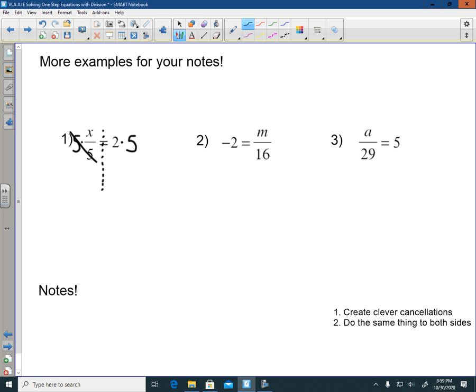It's magical. There's a lot going on when we just cancel those, but we don't have to do it because it happens in the background every single time. And on this side we have x, and that equals 2 times 5, which is 10.